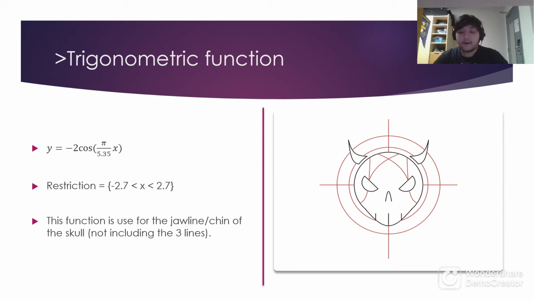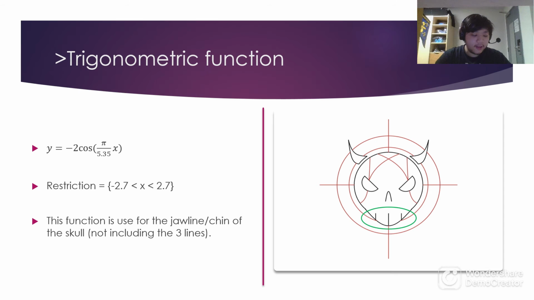Now, from the picture again, what I have circled out in the green line is basically going to be the curve from the cosine graph that is supposed to appear. But I restricted it to only about the size so that it can match the jawline. Also, the 3 lines in there represent the jaw. This is not the jawline.